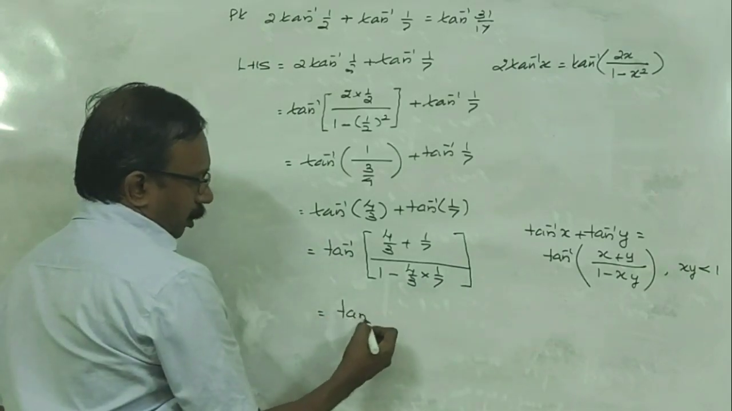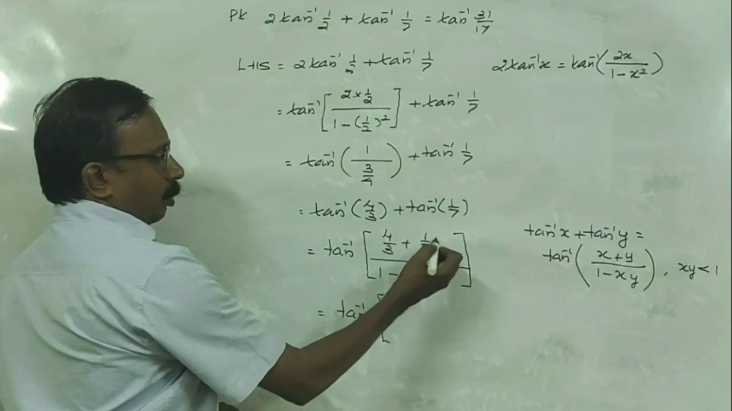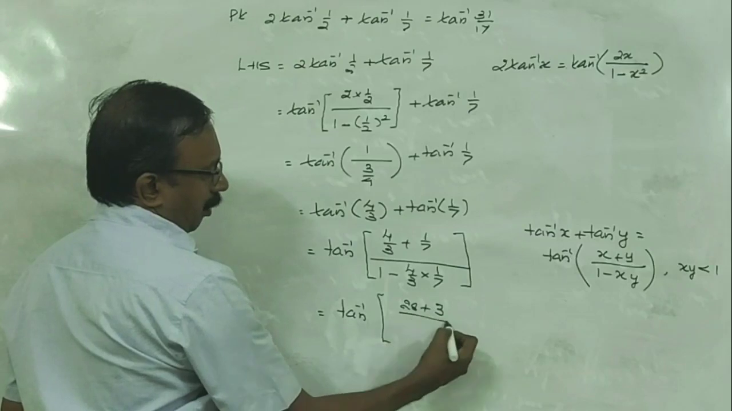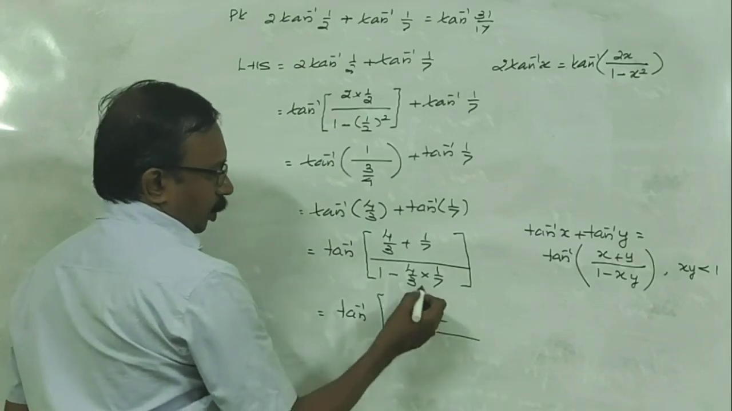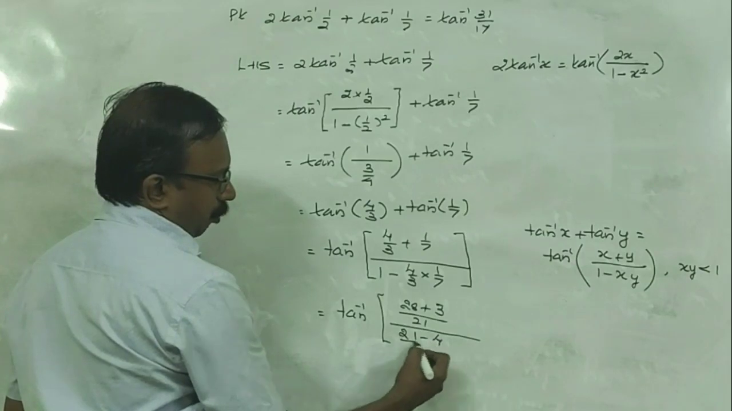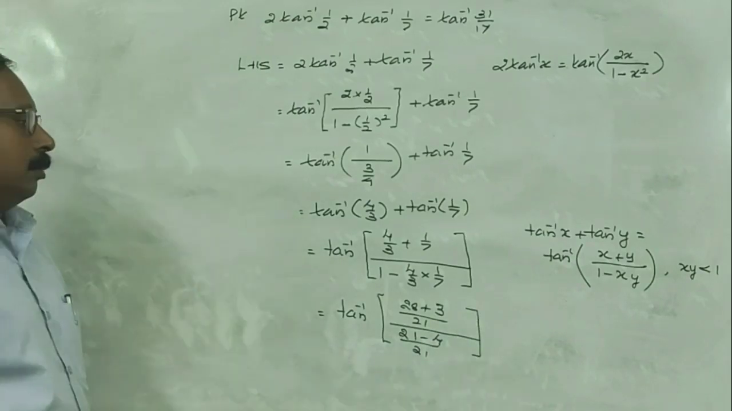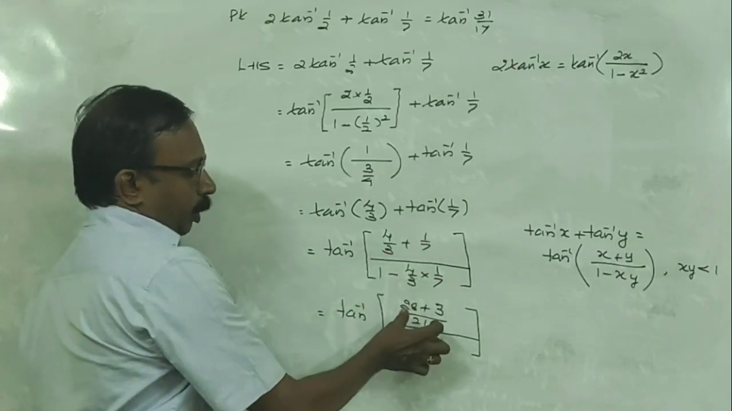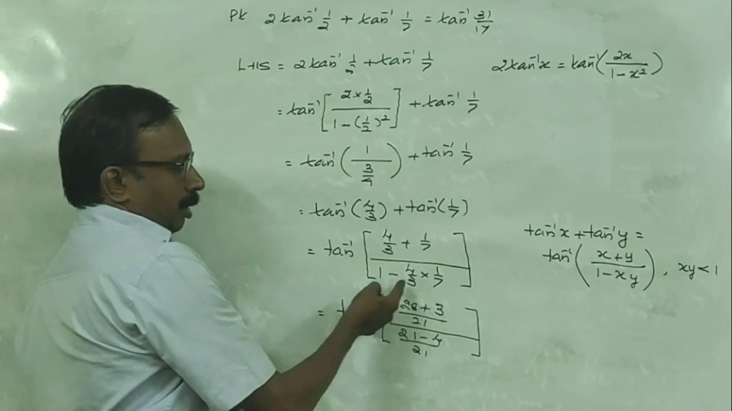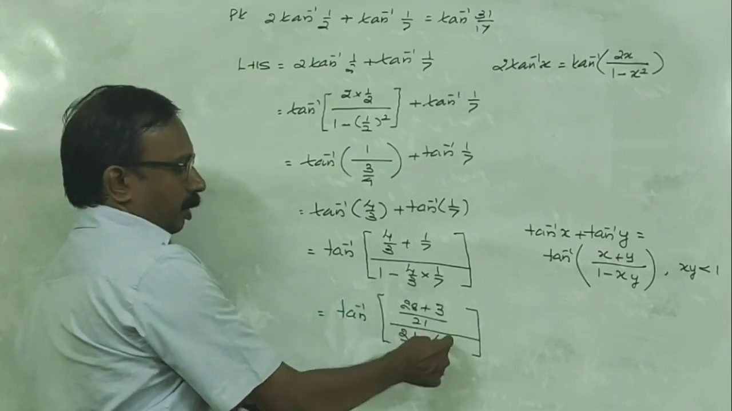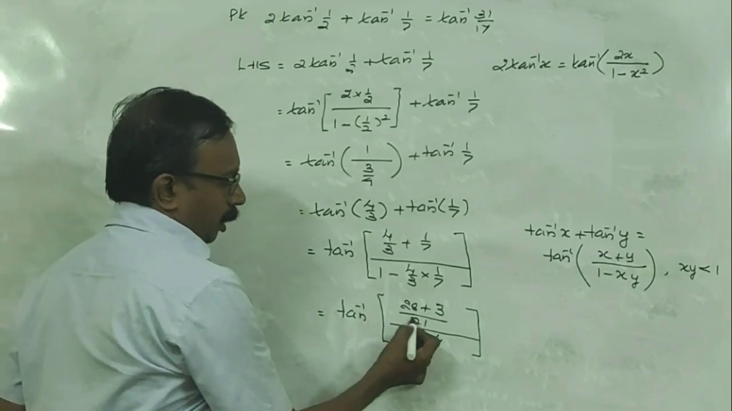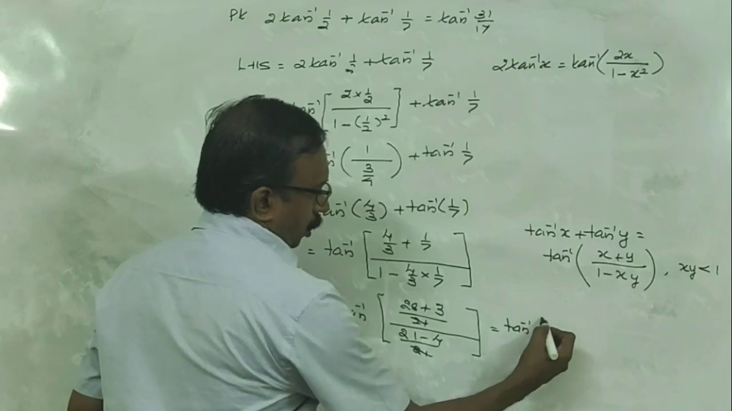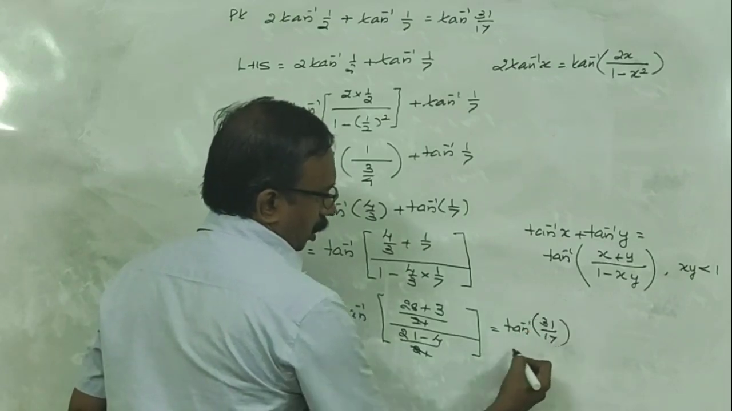So tan inverse, now cross multiplying: 4 into 7, 28, plus 3 into 1, 3, that is 31 by 21. Similarly, 3 into 7, 21, minus 4 into 1, that is 17 by 21. The 21 and 21 get cancelled. That is equal to tan inverse 31 by 17. This is the answer.